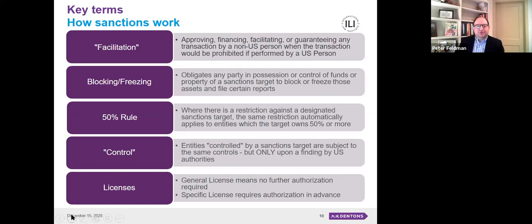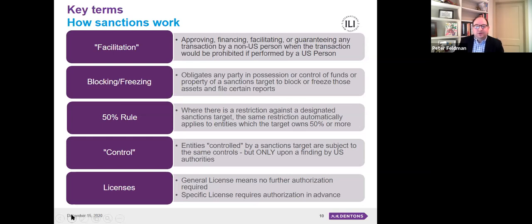In administering these four types of programs, there are some key concepts, some key terms that, again, are common throughout the program of sanctions and that my colleagues will talk about throughout the course of our morning today. I want to focus on a couple of these in particular. The first is this concept of facilitation. And there are a number of U.S. sanctions programs that explicitly include an anti-facilitation provision. And the basic story here is that as a matter of U.S. sanctions, if you can't do it directly, you almost always can't do it indirectly. So you can't approve or finance or guarantee a transaction by somebody else if you can't do the transaction directly yourself.